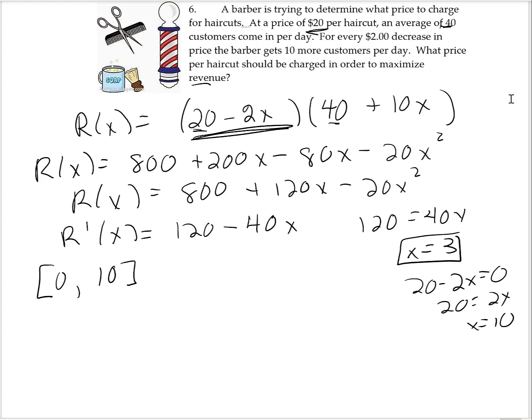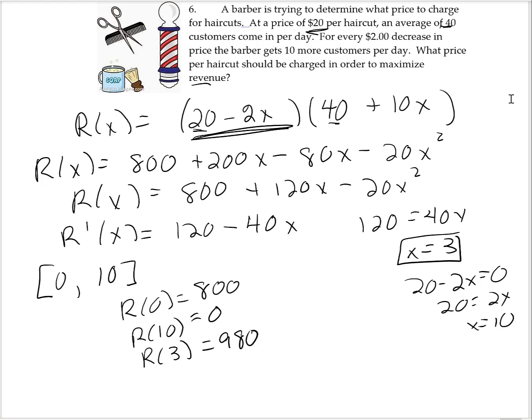Okay, once you find the domain and you have the critical number, you're going to plug in r of 0, you're going to plug in r of 10, you're going to plug in r of 3. So try that, see what you get. So at 0 price decreases, your revenue is 800 a day. At 10, you're getting nothing because you decreased the price too much. And at 3, you have $980 in revenue. So this would be the maximum.